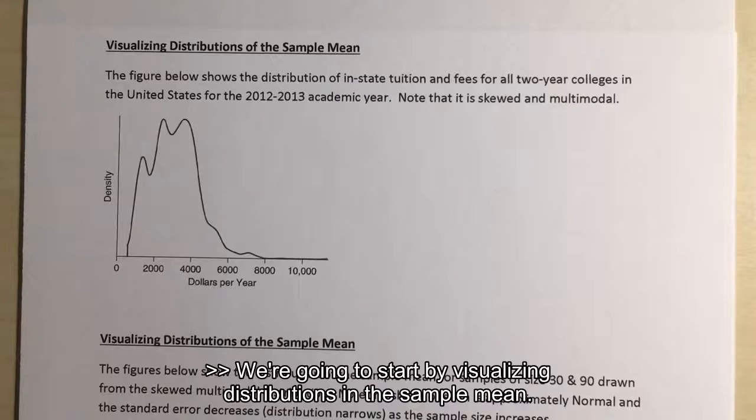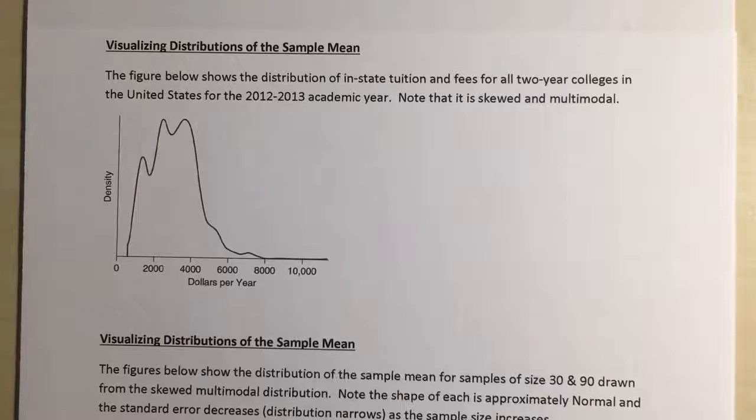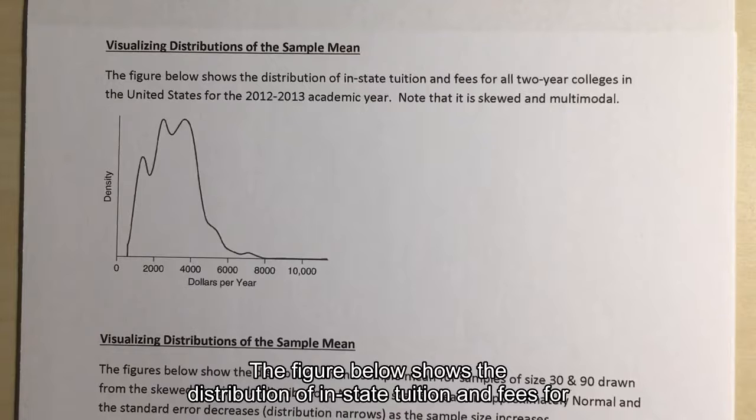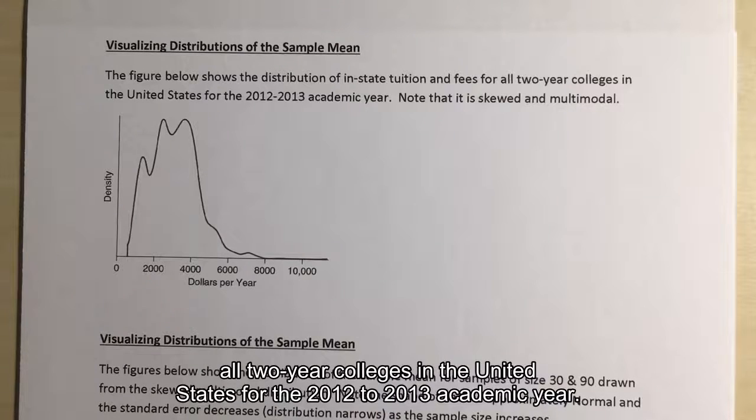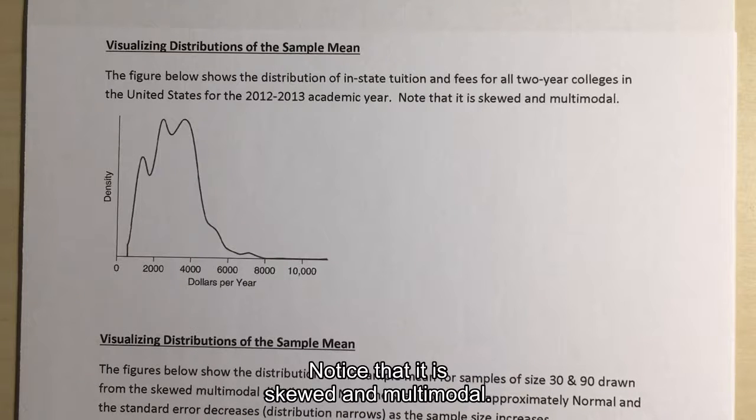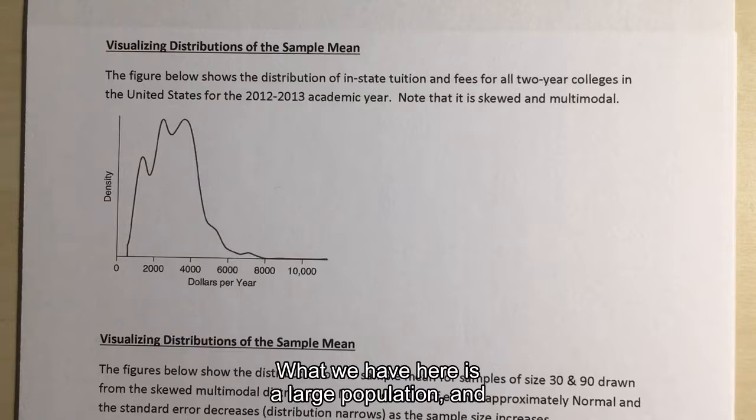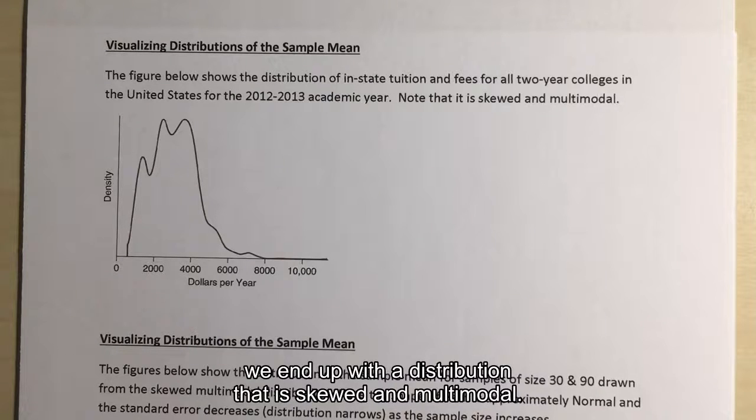All right, so we're going to start by visualizing distributions of the sample mean. The figure below shows the distribution of in-state tuition and fees for all two-year colleges in the United States for the 2012 to 2013 academic year. Notice that it is skewed and multimodal. So what we have here is a large population, and we end up with a distribution that is skewed and multimodal.